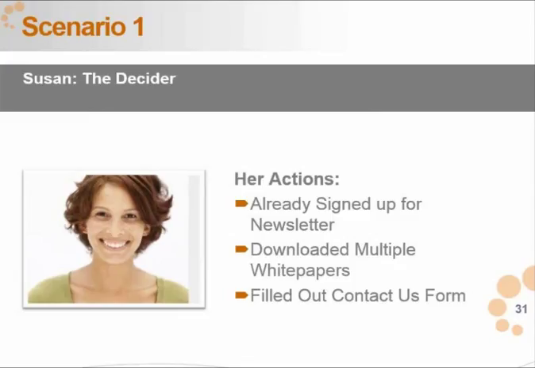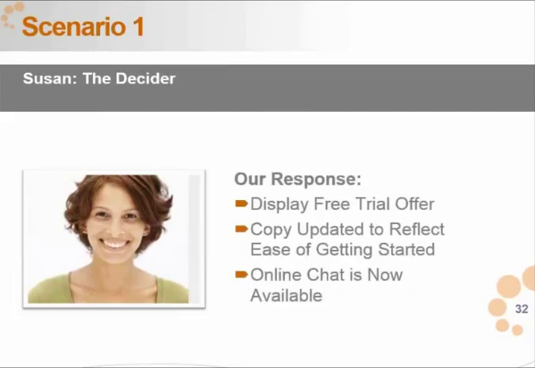We also know that she's downloaded multiple white papers from us, another indicator that she's perhaps a little further down the customer journey than Jim, who is still just seeking company information. Susan's actively seeking, how do I solve this problem? And of course, she filled out a contact us form. That is a pretty strong indicator that she's further down that journey and actively looking for solutions, because she wants someone to contact her. So how do we address that on the site?